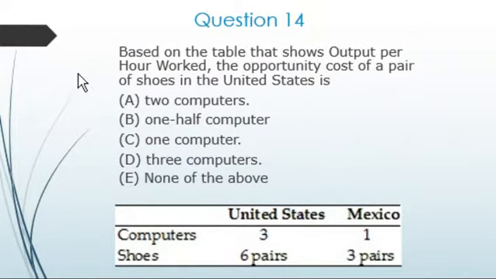So question 14 asks, based on the table that shows output per hour worked, the opportunity cost of a pair of shoes in the United States is, so we answered this in the previous question. How much does a pair of shoes cost for the United States in terms of computers? And that's just 3 divided by 6, so it'd be 1/2 a computer.